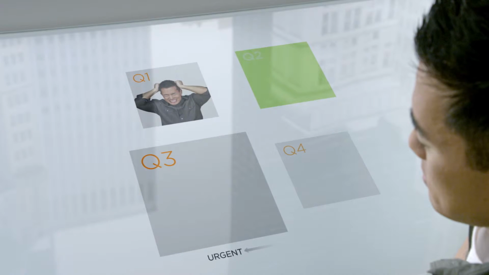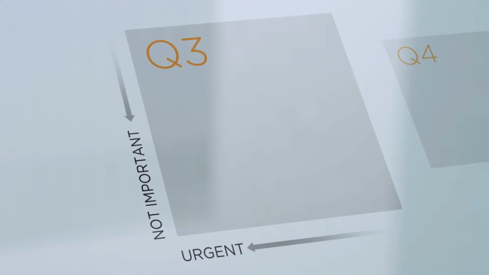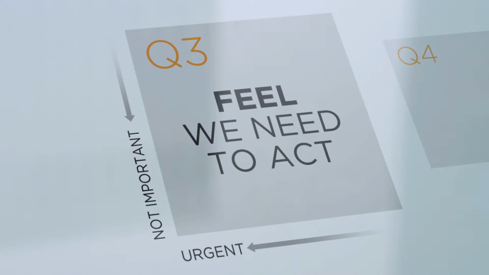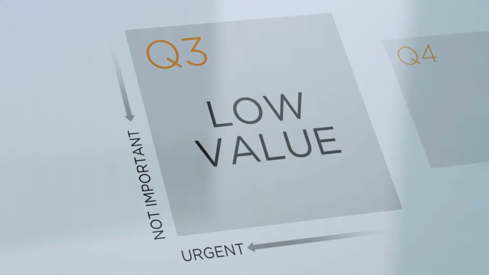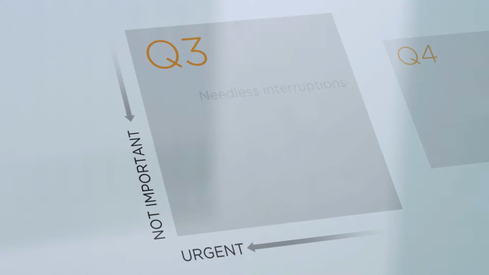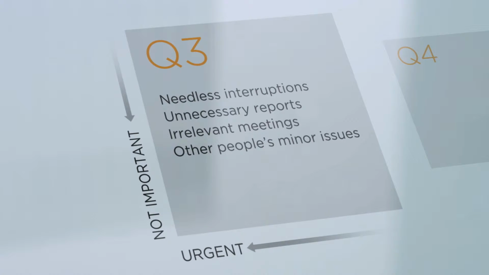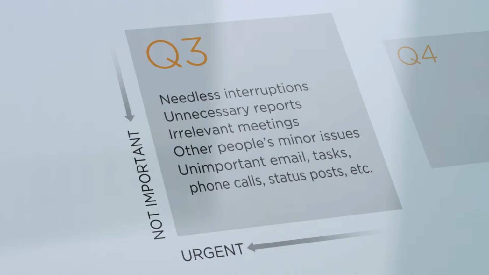Quadrant 3 is for things that are urgent but that are not important. These are things that come at us. They're things that we feel like we need to act on because they clamor for our attention. But when we take a closer look, they turn out to be unimportant, low-value activities. This is where we find a lot of needless interruptions, unnecessary reports, and irrelevant meetings. It contains other people's minor issues and is often filled with unimportant email, tasks, phone calls, and so forth.